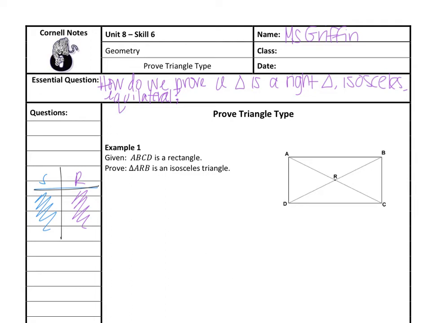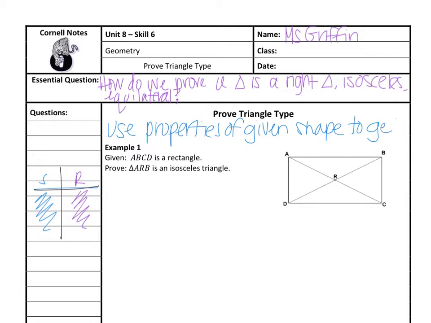We're taking a look at the last skill in Unit 8. Woohoo! Unit 8, Skill 6 says proving triangle type. So in the last video we were proving quadrilaterals, four-sided figures. This time we're going to use four-sided figures to prove that it's a certain type of triangle, whether it's a right triangle, isosceles, equilateral, and so on. So we're going to use the properties of the given shape to get the shape you need.